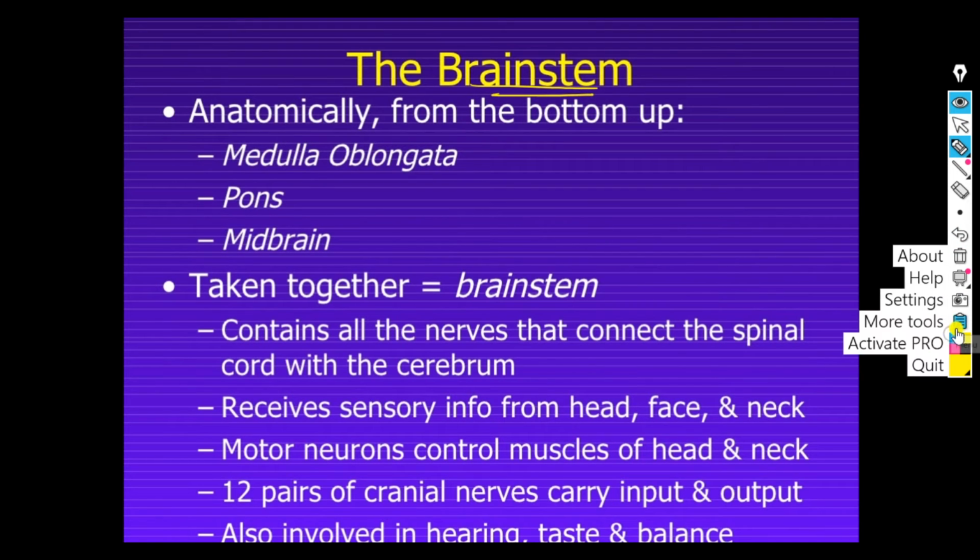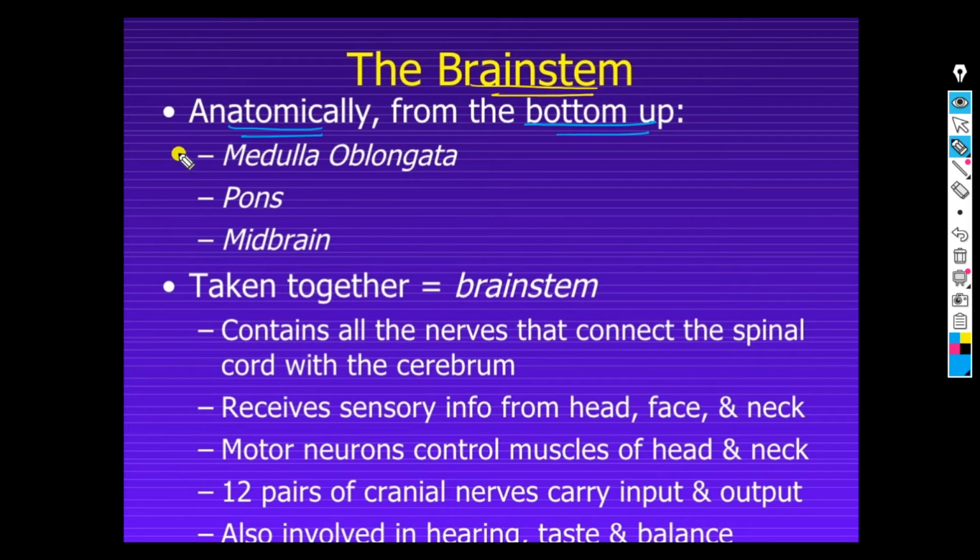The brainstem anatomically, from the bottom up, is the medulla, pons, and the midbrain. Taken together, we call it the brainstem. It contains all the nerves that connect the spinal cord with the cerebrum, and receives sensory information from the head, face and neck. Motor neurons control muscles of the head and neck. 12 pairs of cranial nerves carry input and output, and are also involved in hearing, taste and balance.